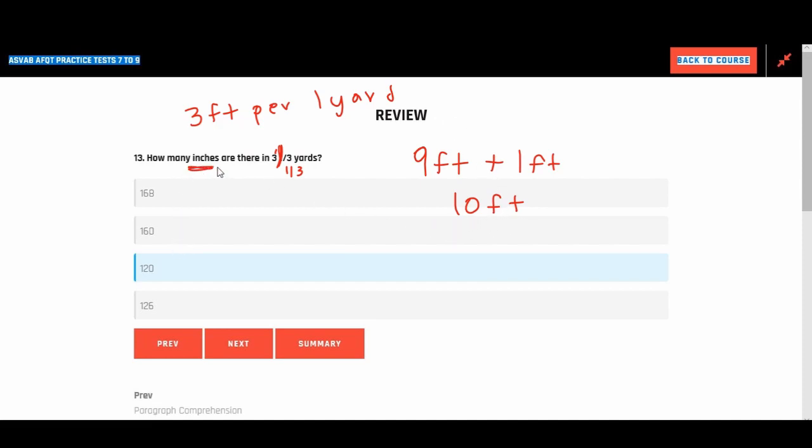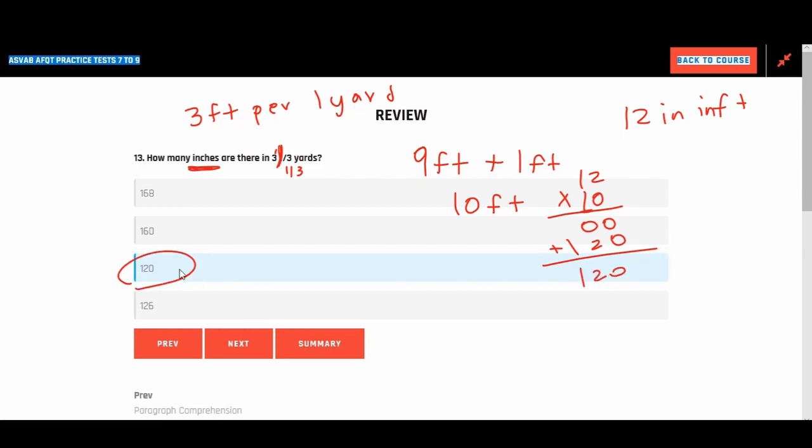The question is, how many inches are there in 3 1/3 yards? There are 12 inches in every foot. So I have to take 10 and multiply it by 12, which we can do right there. 0 times 2 is 0. 1 times 0 is 0. Add a 0 since we're starting this number. 1 times 2 is 2. 1 times 1 is 1. Let's add. This is just going to be 120. And we can see that there are 120 inches in 10 feet, which is the same as 3 1/3 yards.